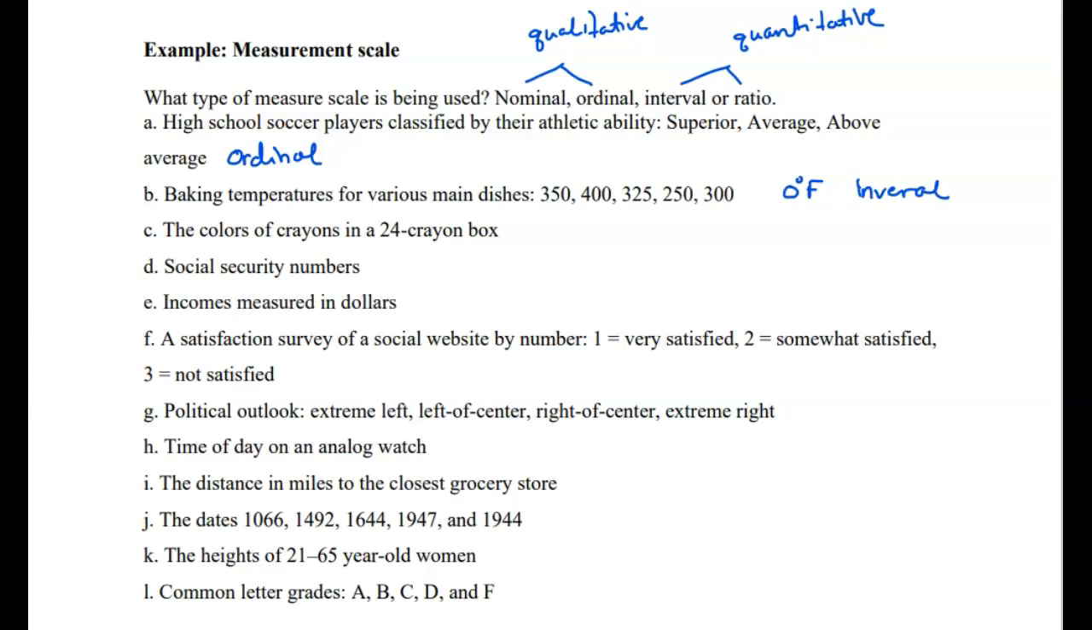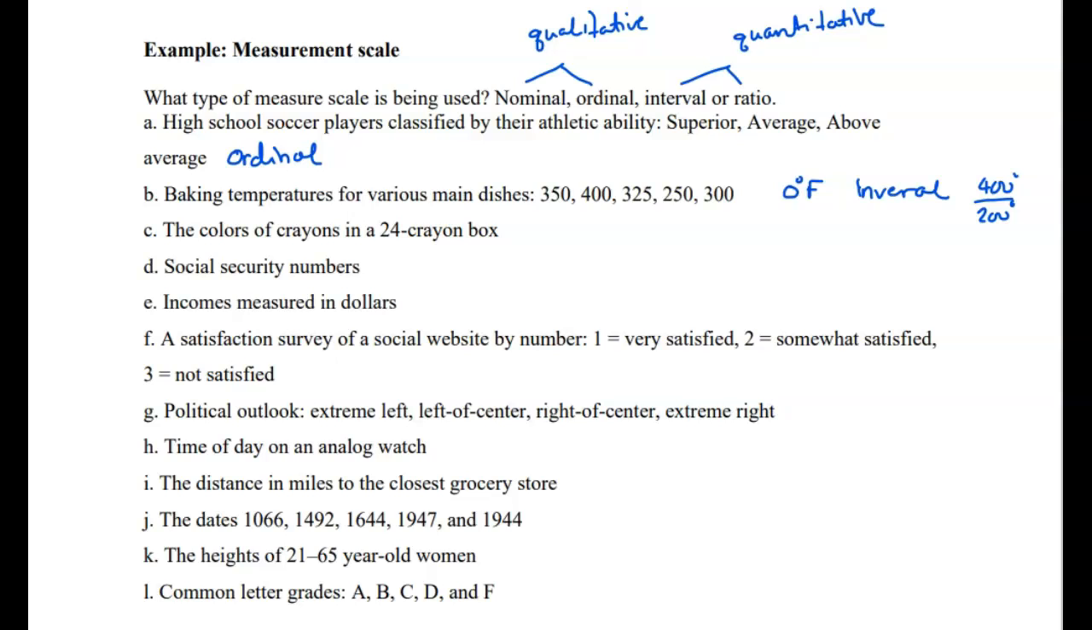You can also think of the ratio aspect of it. If I take the ratio of 400 degrees Fahrenheit to 200 degrees Fahrenheit, a temperature of 400 degrees is not twice as hot as a temperature of 200 degrees. Because the zero is chosen arbitrarily, this ratio doesn't actually make sense.